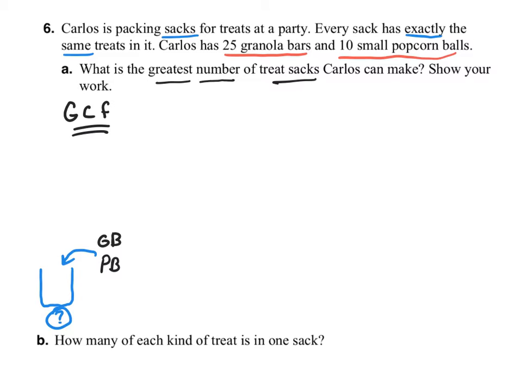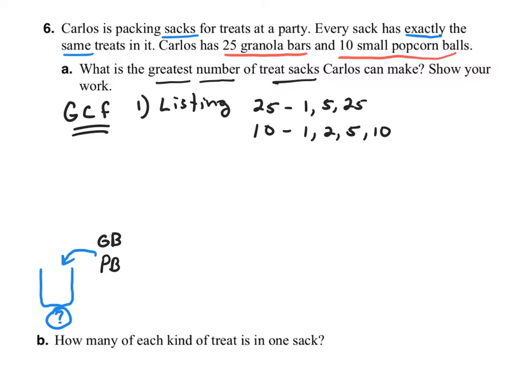So there's different ways of figuring out how many treat sacks Carlos will need to make. But if we're thinking about the greatest common factor, there's two ways. We've learned to do the greatest common factor by listing the factors. You can list them out, and we can do that right now. So what are the factors of 25? 1, not 2. Got to erase that. 1, 5, and 25. And the factors of 10 are 1, 2, 5, and 10. Well, we see here that 5 is the greatest common factor.